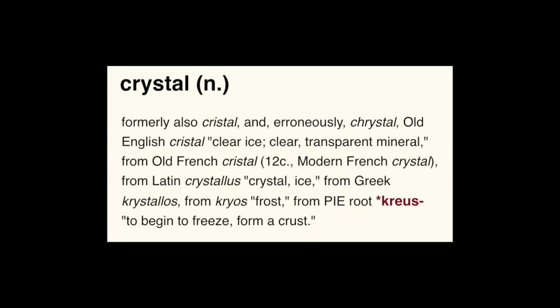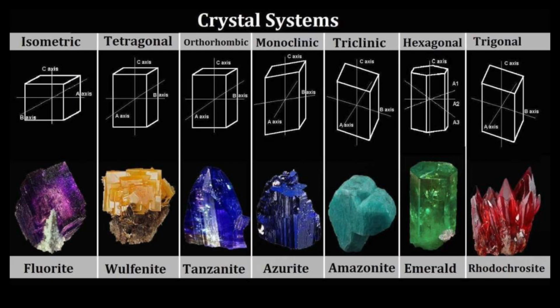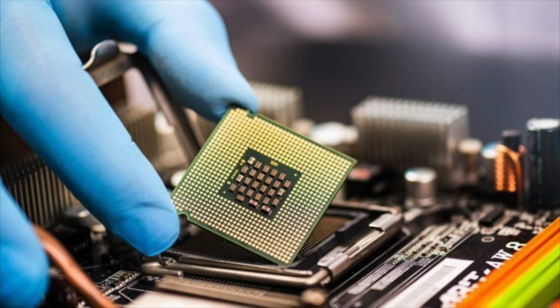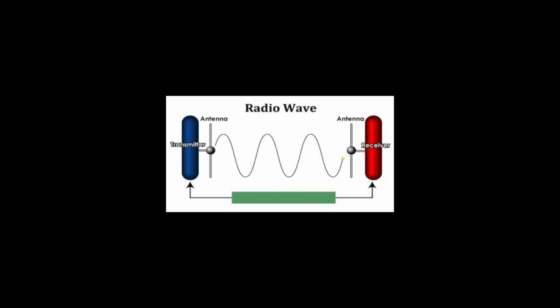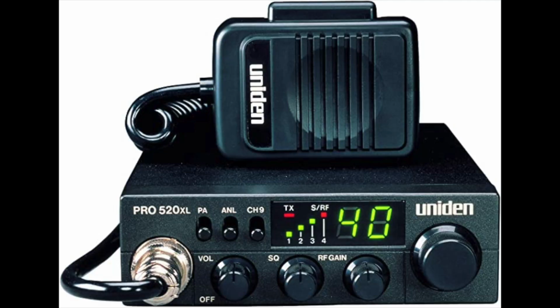The word crystal etymologically means ice, frost, or simply that which begins to freeze. A crystal is a stone formed by the solidification of a chemical substance having a highly regular atomic structure. In these modern times, crystals are used as a component in various electronic devices, such as chips, transistors, flash drives, cell phones, and tablets. Basically, anything that uses radio waves depends on it. The main purpose for a crystal is communication. That is why they can be found in any CB unit.